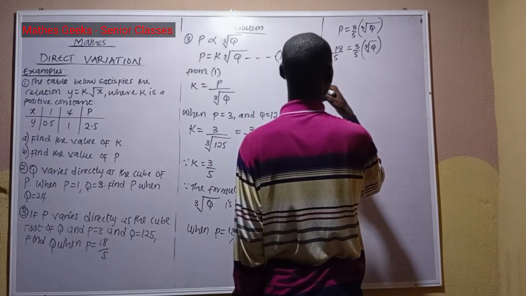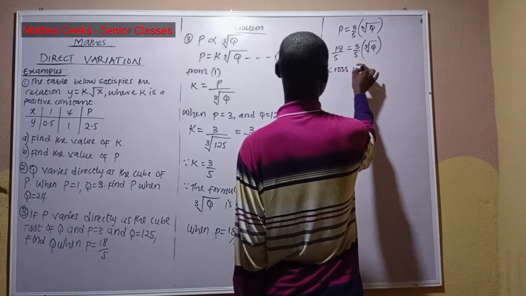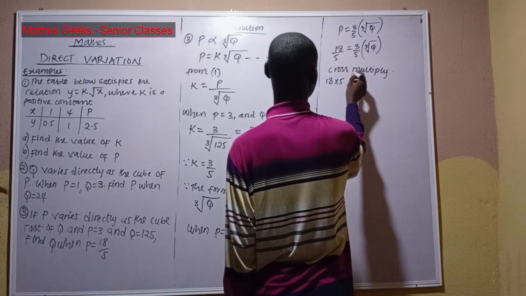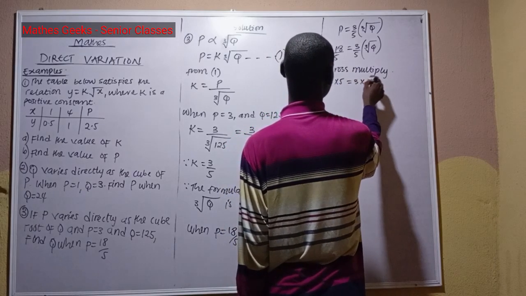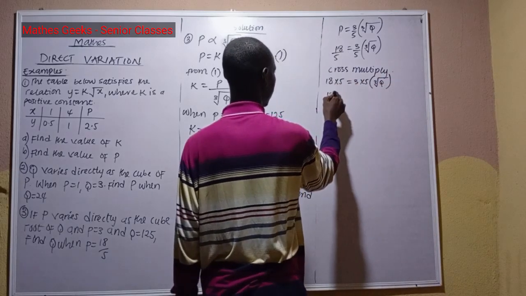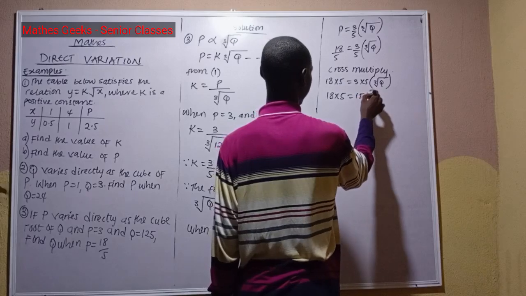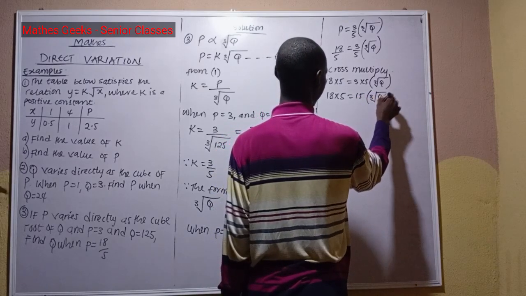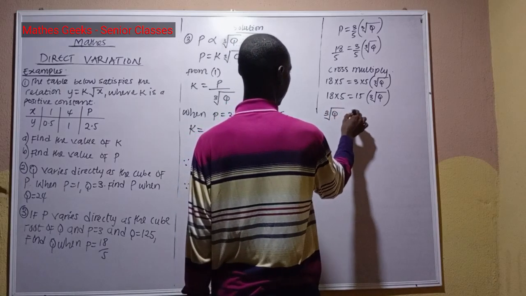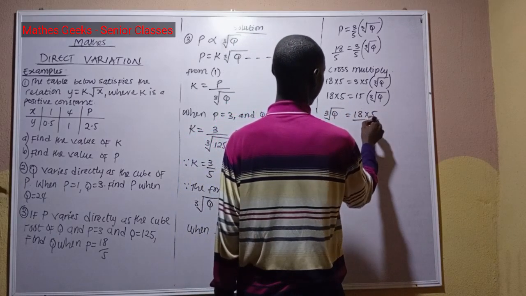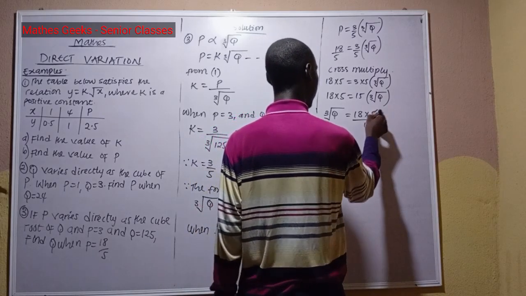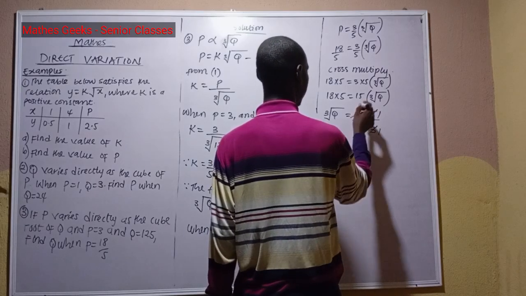So what we're going to do is cross multiply. 18 times 5 equals 3 times 5 times the cube root of q. So 18 times 5 equals 15 times the cube root of q. Divide both sides by 15. So the cube root of q equals 18 times 5 over 15, which is 6.